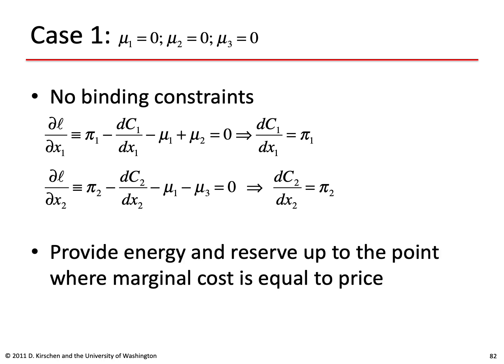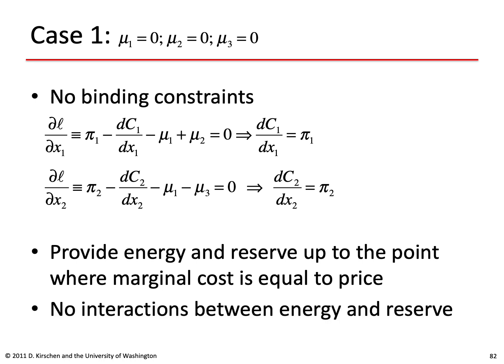So this actually tells me that we should provide energy and reserve up to the point where the marginal cost of providing energy and reserve is equal to, respectively, the price of energy and the price of reserve. So in this case, we provide both, and there are no interactions between the provision of energy and the provision of reserve.